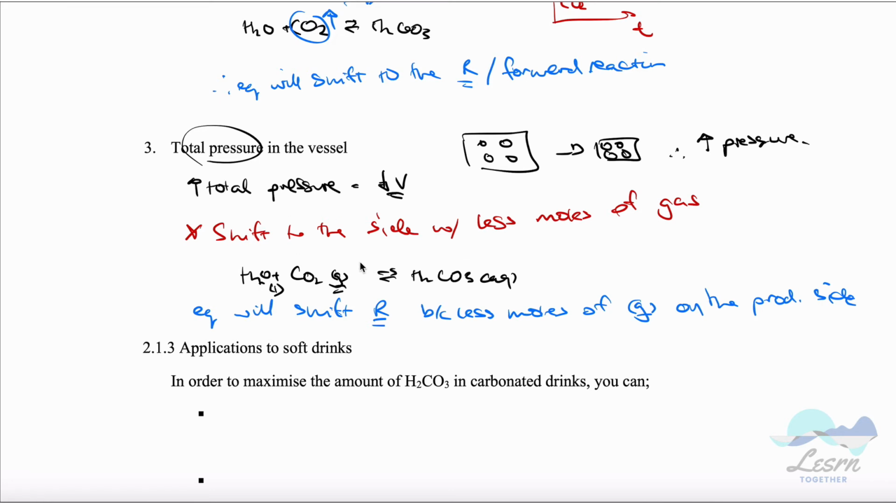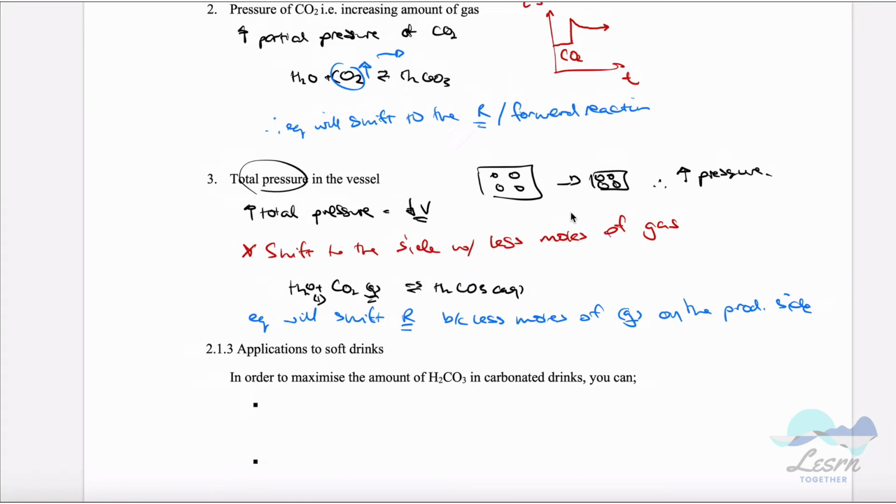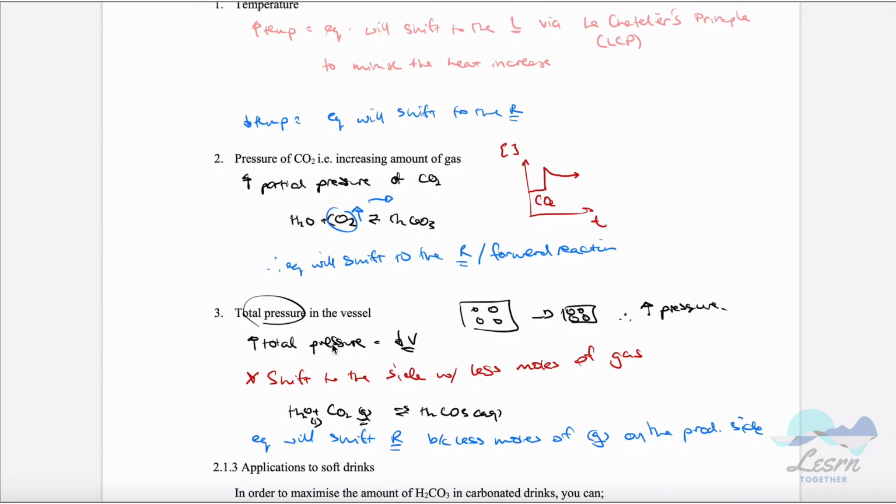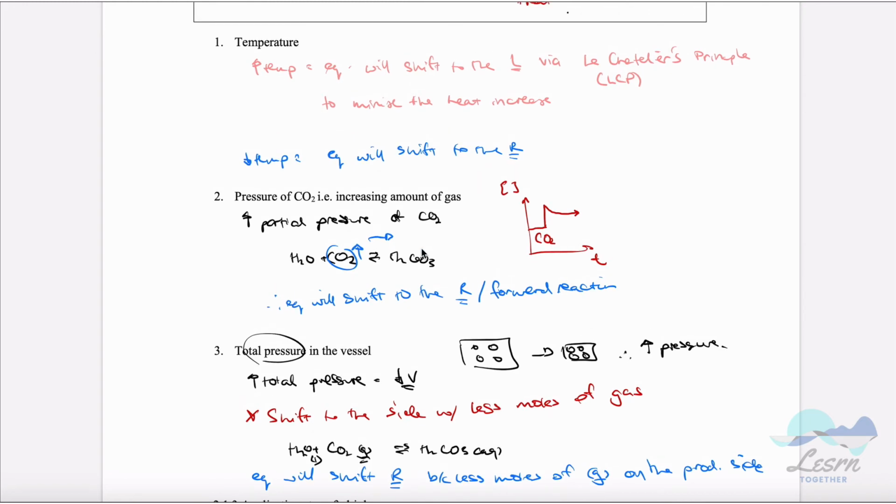So if we have less pressure in the system, or an increase in volume, you're going to shift to the side with more moles of gas, because you want to produce more gas to bring the pressure up again. So it works in the opposite direction as well. So that's temperature, partial pressure, and total pressure. In the next few examples, we'll talk about some of the other factors as well.